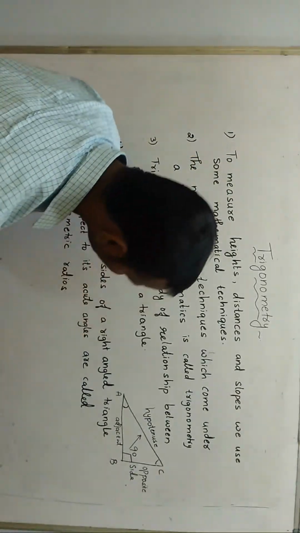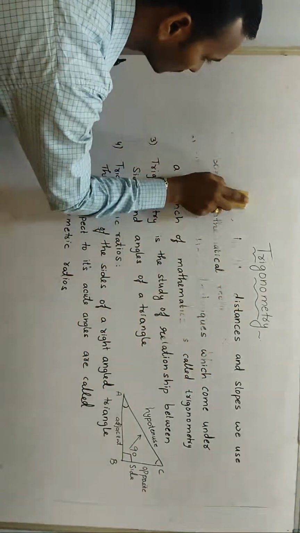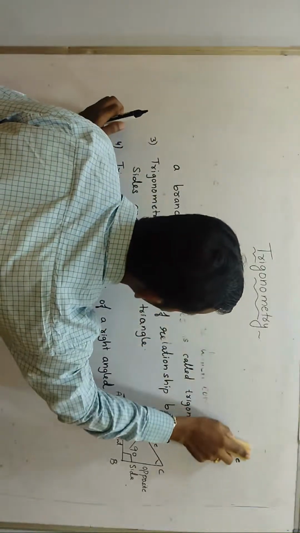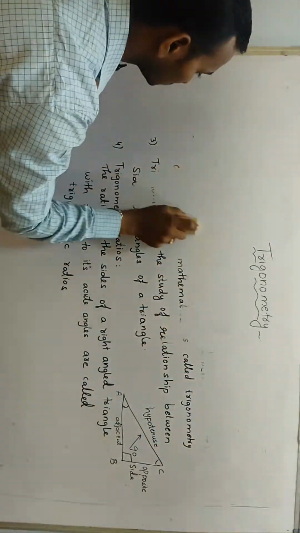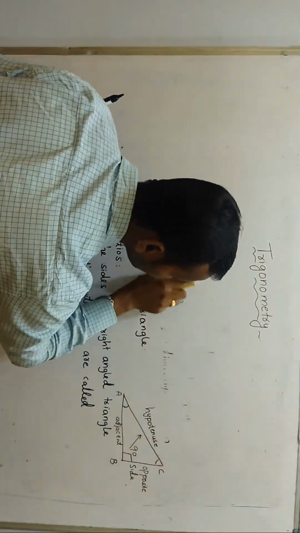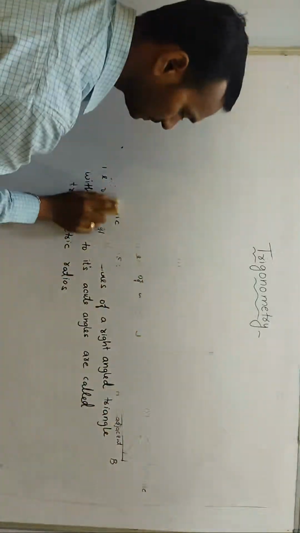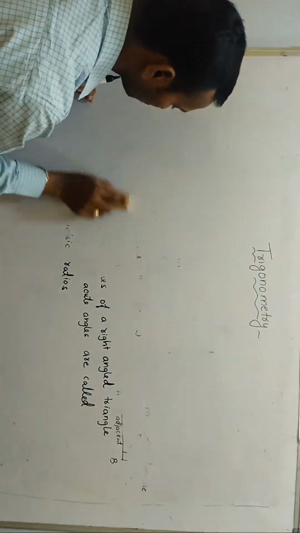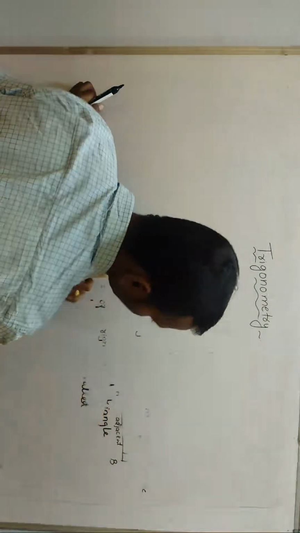So in trigonometry we are going to learn how to find the height of an object and how to find the distance between two objects. This is what we are going to learn in this trigonometry chapter.